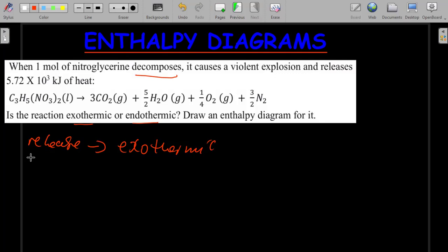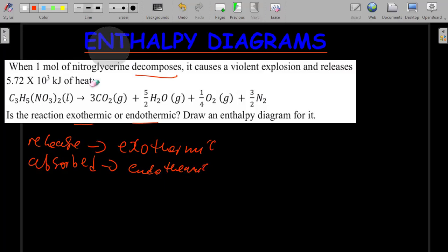When heat is gained or absorbed, we say that type of reaction is an endothermic reaction. So, to answer our question, since heat is released, this reaction is an exothermic reaction. Now we need to draw the enthalpy diagram for this reaction, the enthalpy diagram for an exothermic reaction.